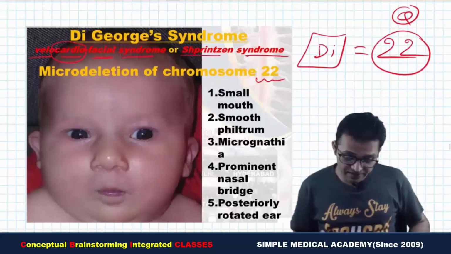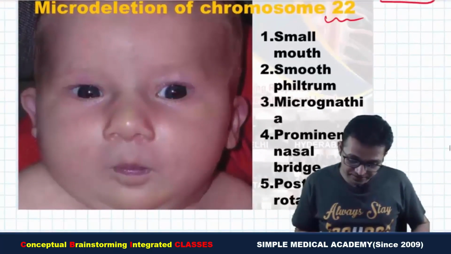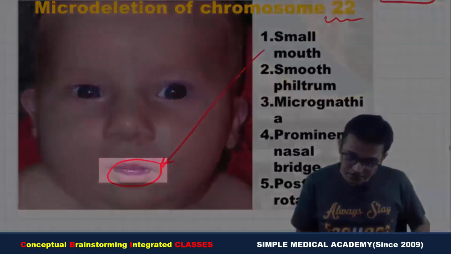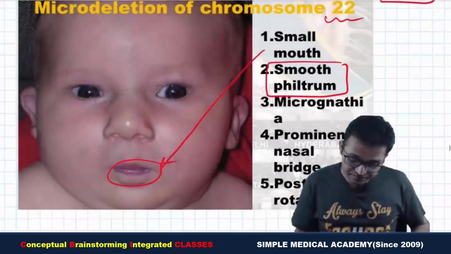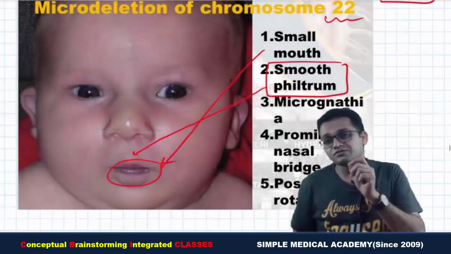Now see what is happening. Here is the image of a baby presenting with DiGeorge syndrome. Can you see? The baby is presenting with a small mouth. Can you see? The baby is presenting with a smooth philtrum. Very sloping, very smooth philtrum.